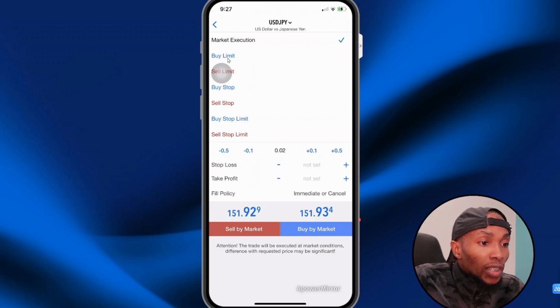So you'd use a buy limit when you expect price to drop to a support and then start going up. Sell limit is the reverse. Now buy stop is when you expect price to, say, break above a resistance and then continue going upwards. Sell stop is the opposite.